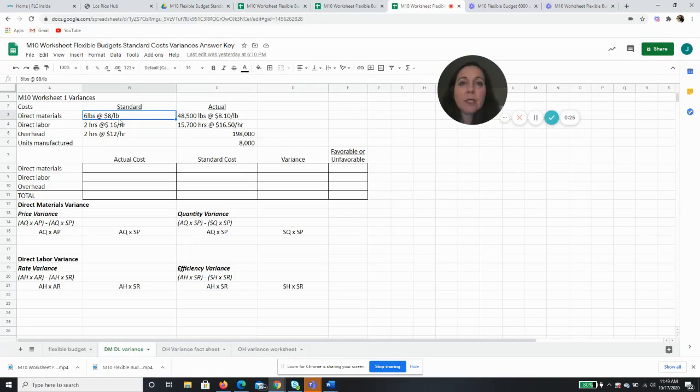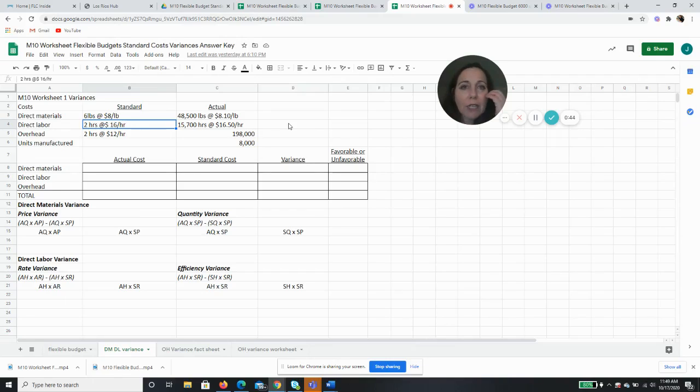Okay, so our engineering specs say we're going to use 6 pounds, and we talked to our purchasing manager, and she said, I can get that for $8 a pound. So that's our standard. For our direct labor, it should take 2 hours of direct labor to build our product, and we pay our people $16 an hour.